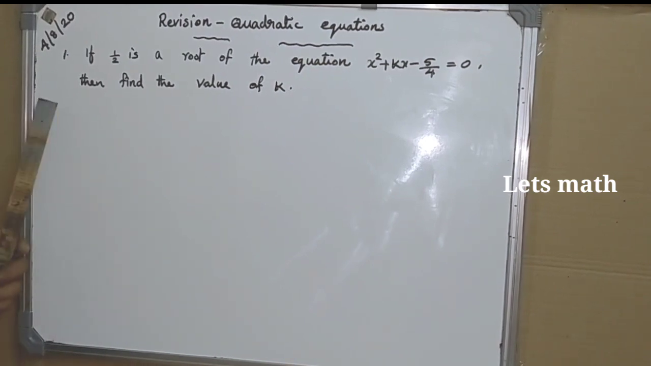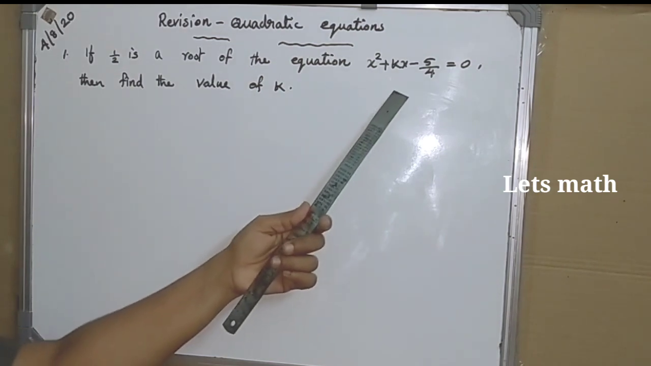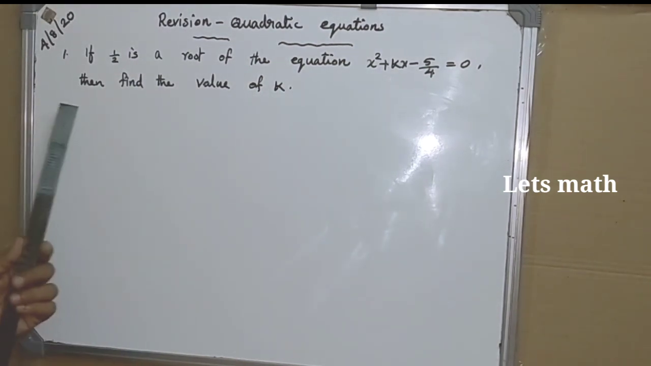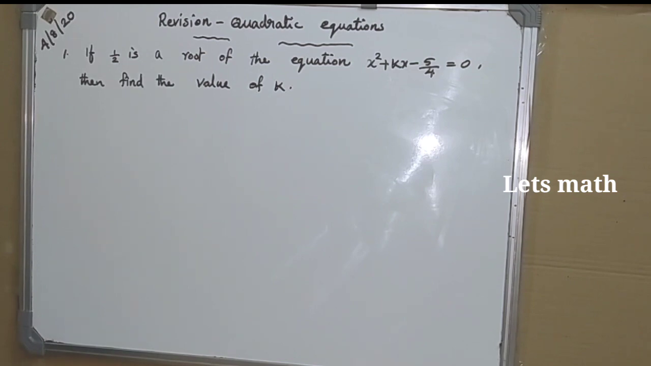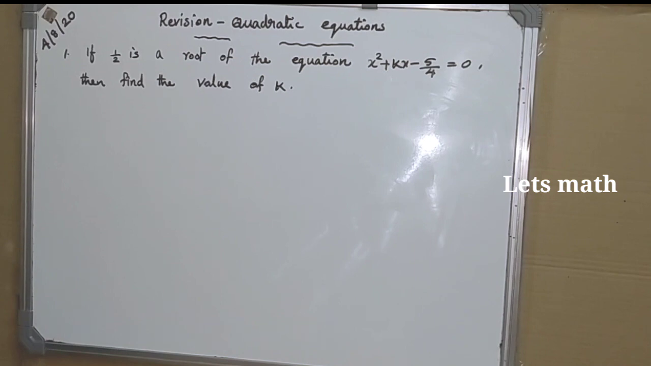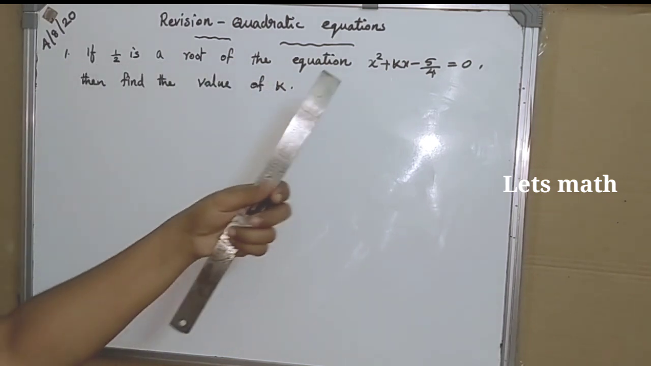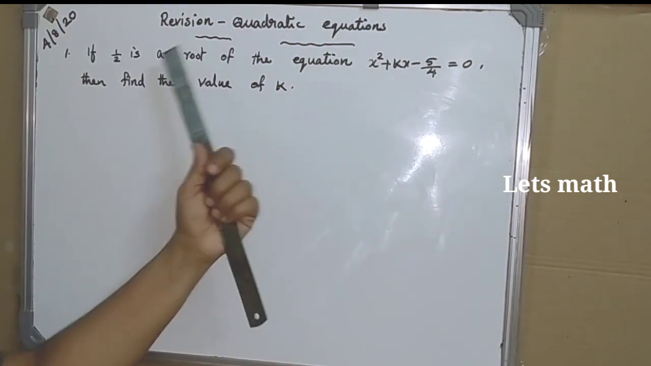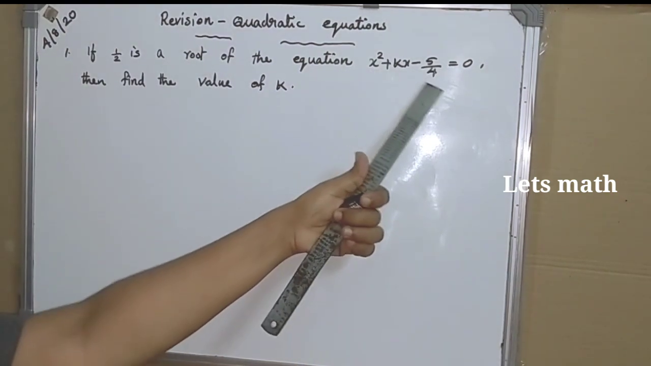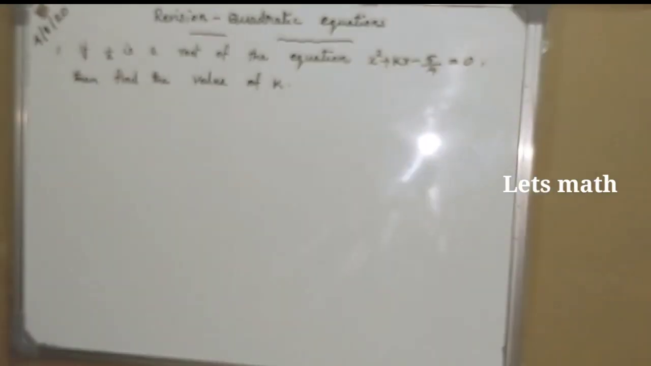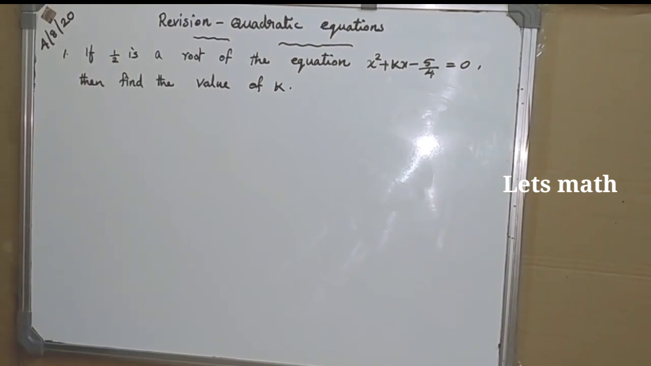Look at the question. If 1 by 2 is a root of the equation x square plus kx minus 5 by 4 equal to 0, then find the value of k. You see how to do this. 1 by 2 is a root of the equation. So when x is replaced by 1 by 2, the equation becomes true, or equal to 0. We have to find for what value of k this equation becomes equal to 0.